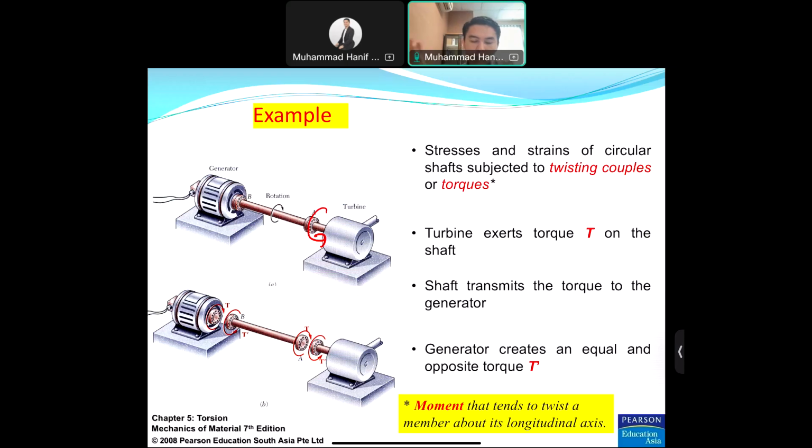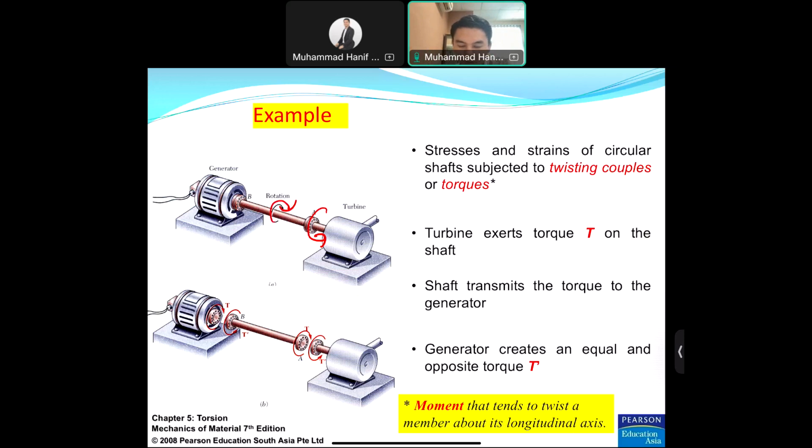Okay, and it will rotate the cylindrical rod, and the rotation will happen and generate power. Sorry, it will transfer the load to the generator. So the generator will be generating power for electricity. Okay, this is an example of application in daily living activities.